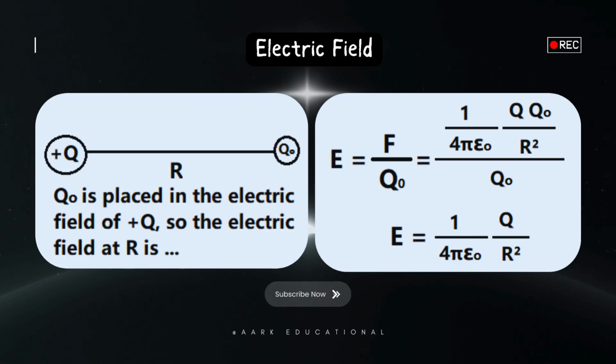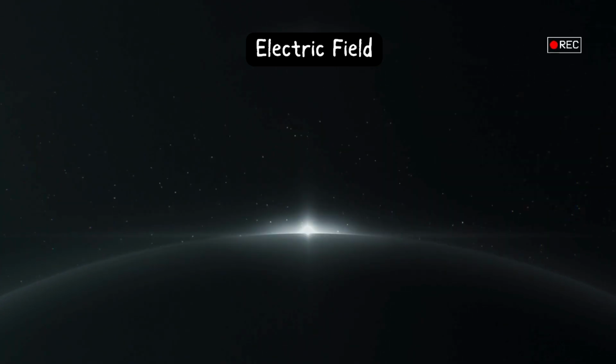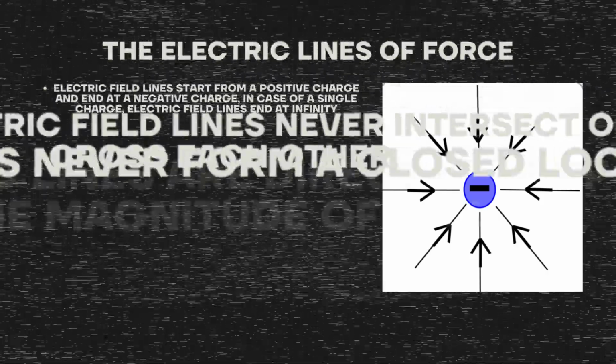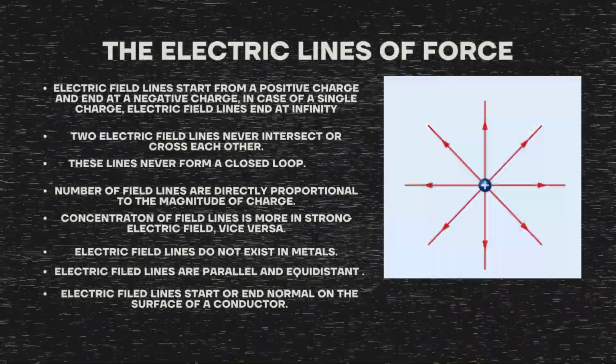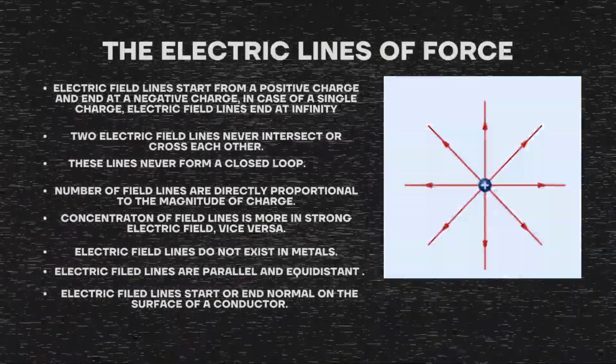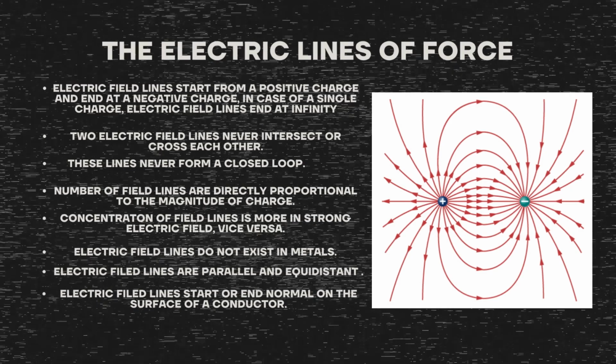After the calculation, we get the formula E is equal to 1 upon 4π epsilon naught into Q upon R square. These are some properties of electric field lines. Now, we will solve some problems based on electric field intensity.